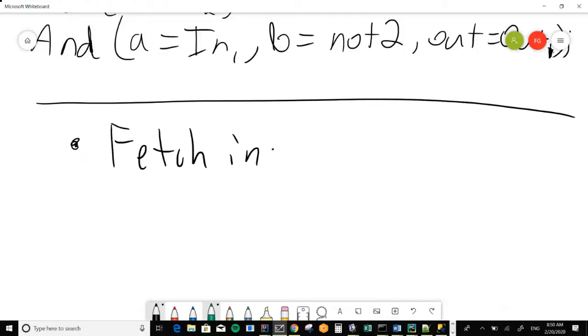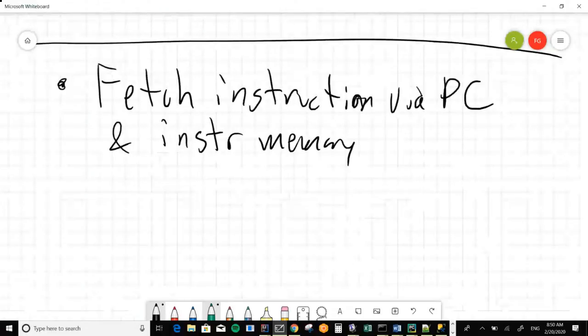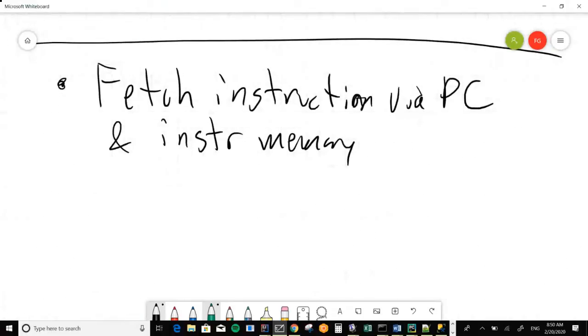First, it has to fetch an instruction via the PC and whatever your instruction memory happens to be. So the program counter tells you which instruction to fetch from the program memory.